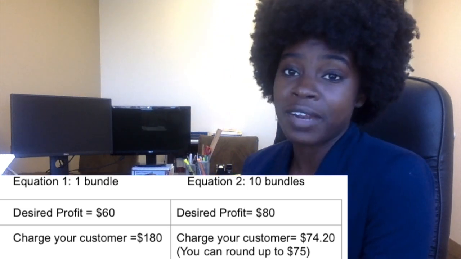So there are definitely benefits to purchasing in bulk. However, if you cannot afford to purchase in bulk, then you have the option of also buying individual bundles. So I hope that equation made sense. Again, remember to factor in processing payment fees as well as state tax. And that will be how you find out how much to charge your customer every single time.